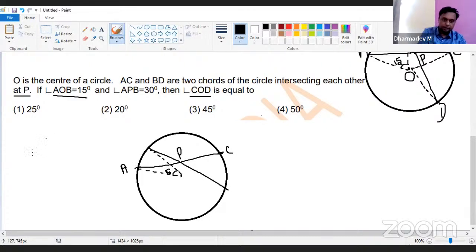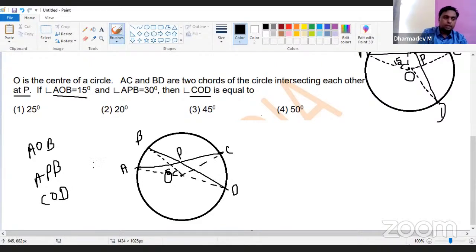Now APB is given. So AOB can make a triangle, APB also can make a triangle, right? Next, I can have APB as 30 degrees. Now COD, since the O is over here, that is BD, this is B. So COD is also making a triangle. At the same time, CPD also can make one, but we want only these three data.